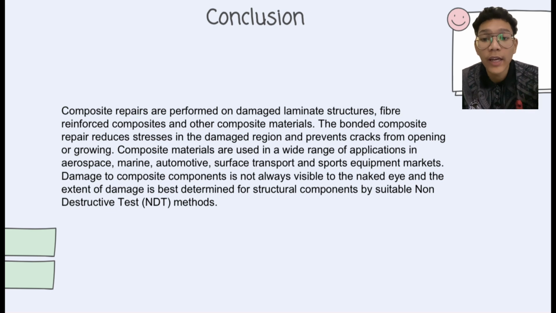So, what I can conclude is composite repairs are performed on damaged laminate structure, fiber reinforced composite, and other composite material. The bonded composite repair reduces stresses in the damaged region and prevents cracks from opening or growing. Composite materials are used in a wide range of applications in aerospace, marine, automotive, surface transport, and sport equipment markets. Damage to composite components is not always visible to the naked eye, and the extent of the damage is best determined for structural components by a suitable non-destructive test method.